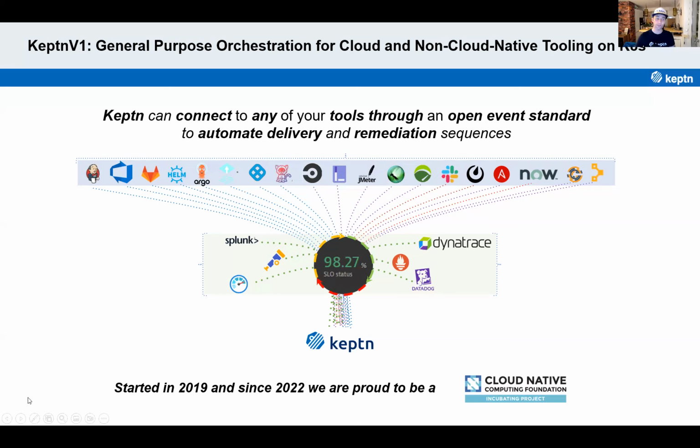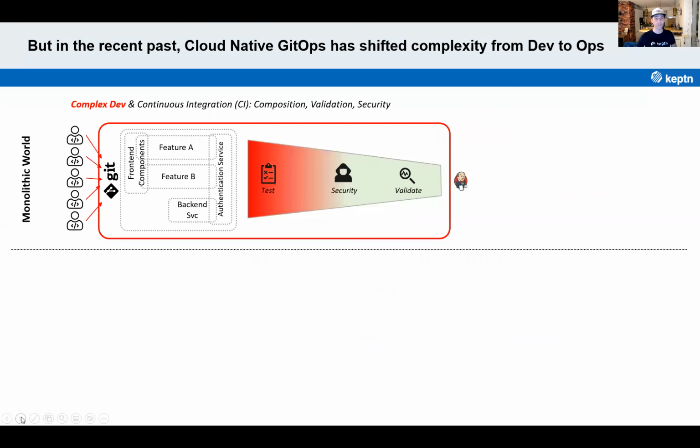And I want to say journey because the journey has quite changed recently. Now, why did it change? Because in the recent past, cloud native GitOps, as we see it, has shifted complexity more from dev to ops. Now, what do I mean by this?